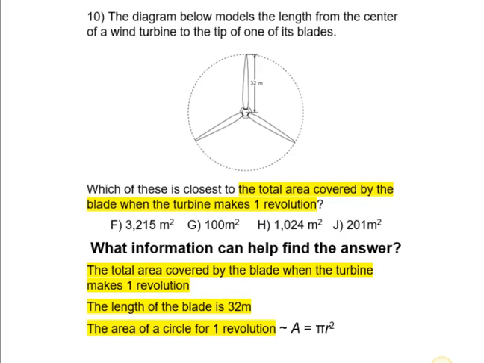What information do we need in order to find the answer? We need to know the total area covered by the blade when the turbine makes one revolution. Also, the length of the blade we know is 32 meters. And for the area of a circle, the formula is A equals pi r squared. The area of a circle for one revolution is A equals pi r squared.